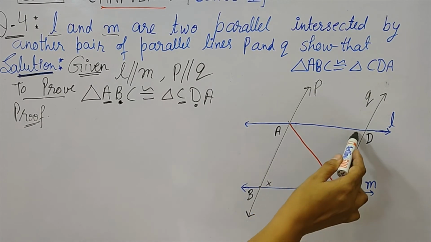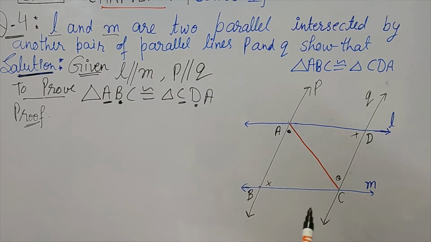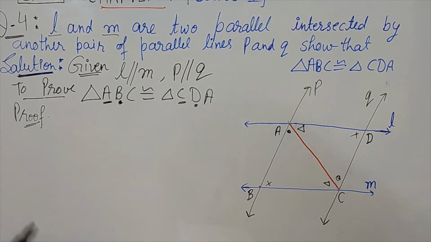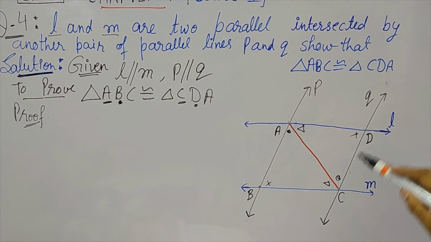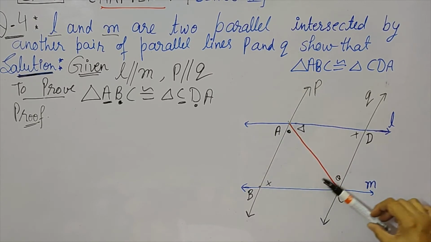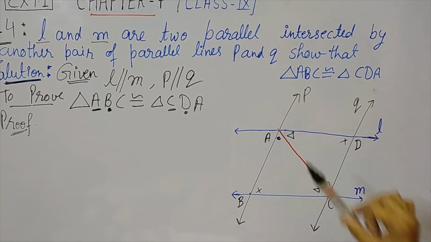This B is corresponding to D, A is corresponding to C, and again C is corresponding to A. Like this, these points are in one-to-one correspondence. We have to prove them congruent. So first of all, observe these two triangles. In triangle ABC and CDA, you can see this side AC is common in both triangles, ABC and ADC. So AC we are getting common in both the triangles.